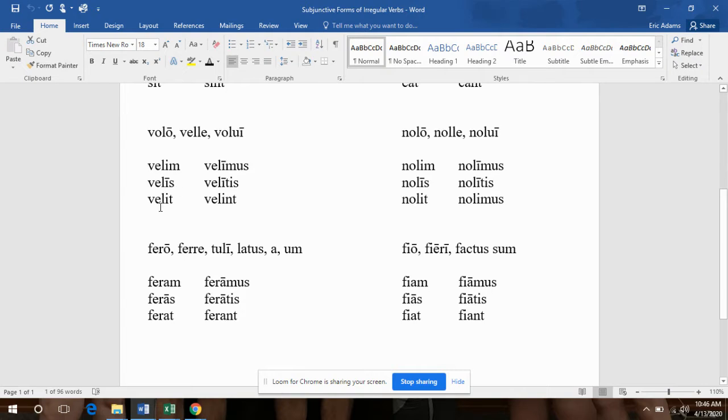Volo is velim, velis, velit, velimus, velitis, velint, and then nolo: nolim, nolis, nolit, nolimus, nolitis, nolint, and then fero: feram, feras, ferat, feramus, feratis, ferant, and then for fio, fieri, factus sum, which is the passive of the verb facio, facere, feci, factus: fiam, fias, fiat, fiamus, fiatis, fiant.